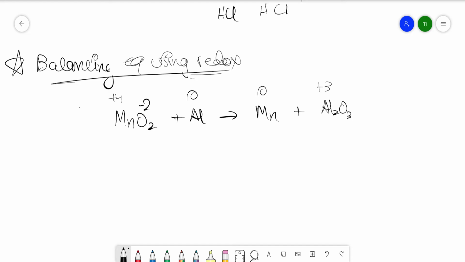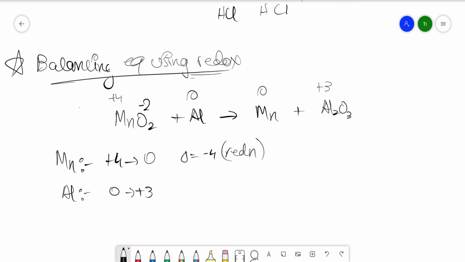Now you write down the changes in oxidation numbers. For Mn, the change of oxidation number is from plus 4 to 0, so the change is equal to minus 4. It undergoes reduction, right? And for Al, it's from 0 to plus 3, so the change is plus 3. So it undergoes oxidation, right?